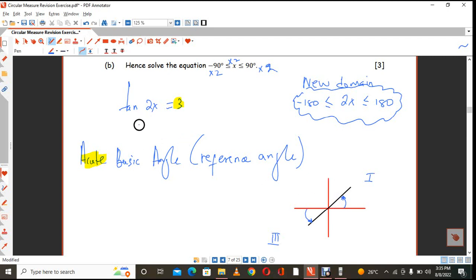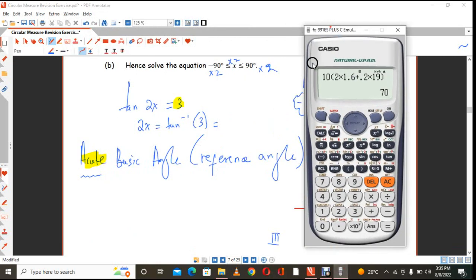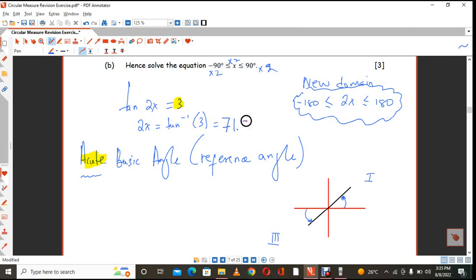So let's calculate and find out. You can say 2x equals the inverse tangent of 3 in order for us to find this acute basic angle. So grab your calculator again and make sure your calculator is in degree mode. So you're going to have the inverse tangent of 3. You get an angle of 71.57. And I'm writing it on this side because of a reason.